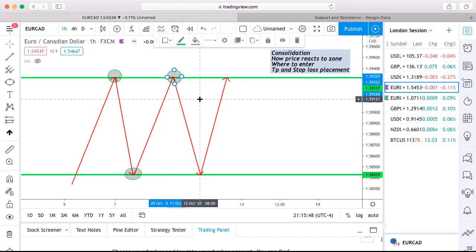All right, I got a question. All right, so what indicates a strong zone? How many touches do you need to indicate a strong zone?